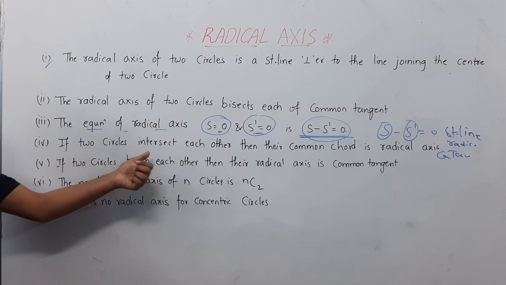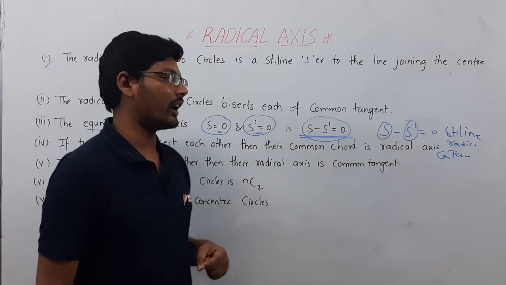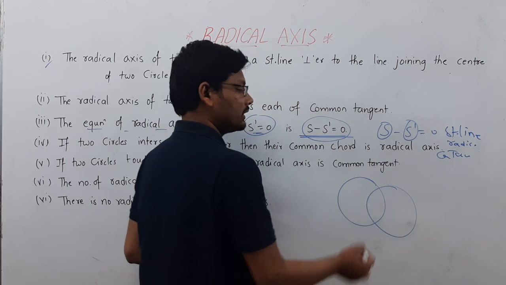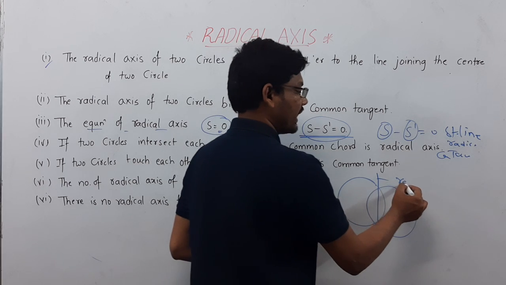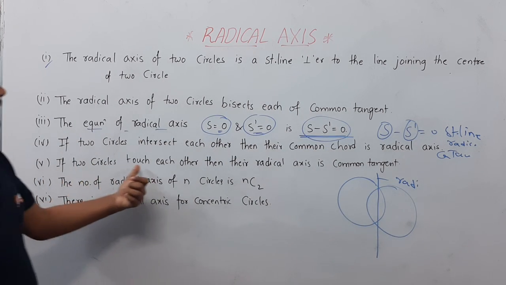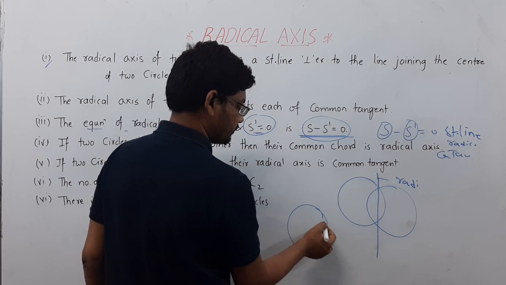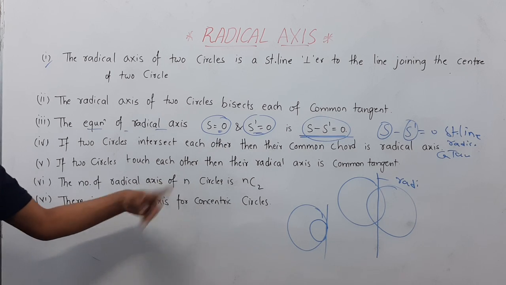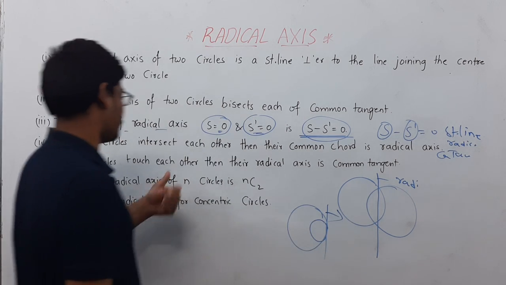If two circles intersect each other, then their common chord is the radical axis. And the fifth point is, if two circles touch each other internally, the common tangent is the radical axis.